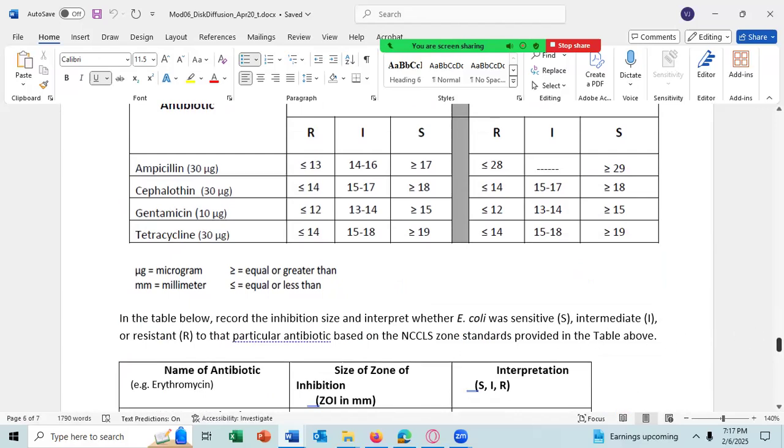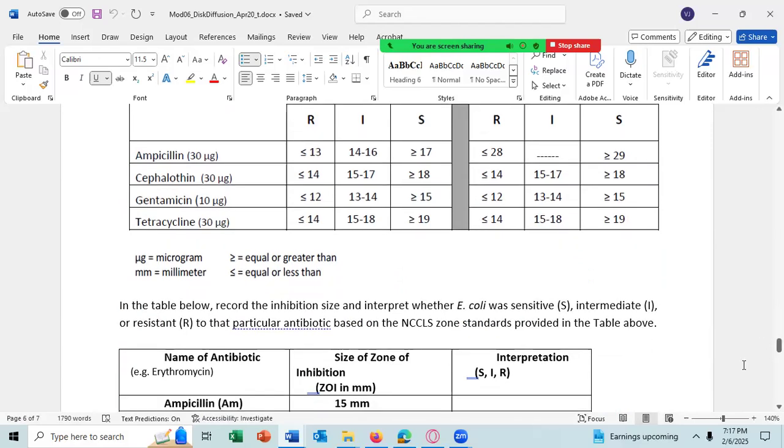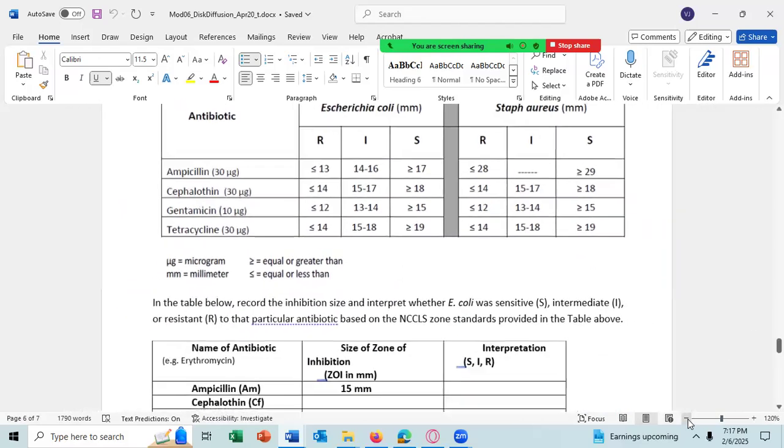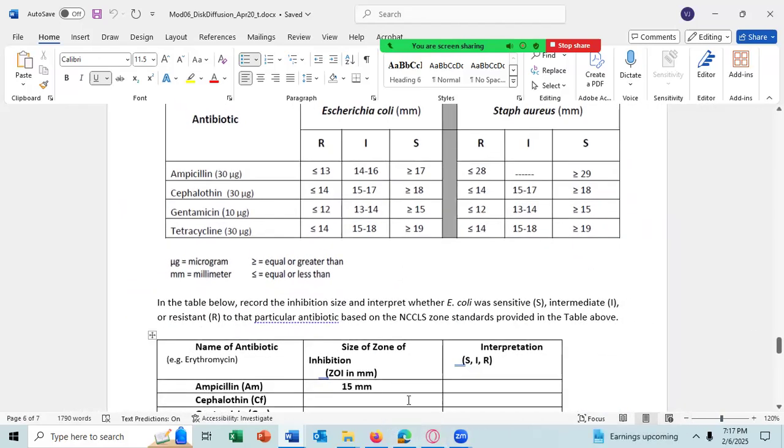15 millimeters. I'm not sure I'm going to get this. Let me shrink down the table. 15 millimeters is intermediate for ampicillin. So the correct answer is an I there. And then fill in this table for the size of the zone of inhibition.